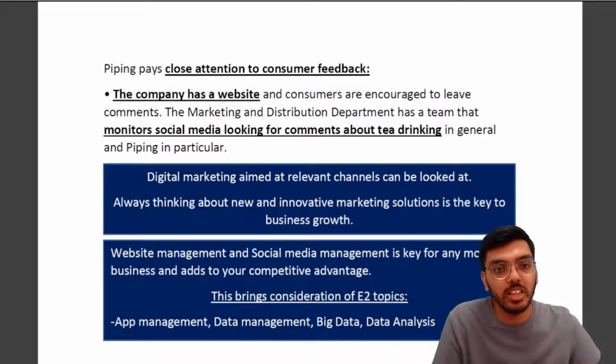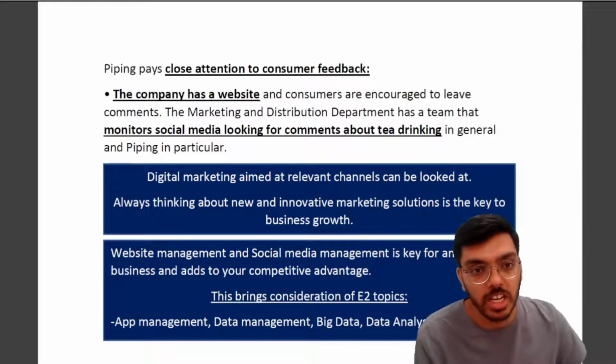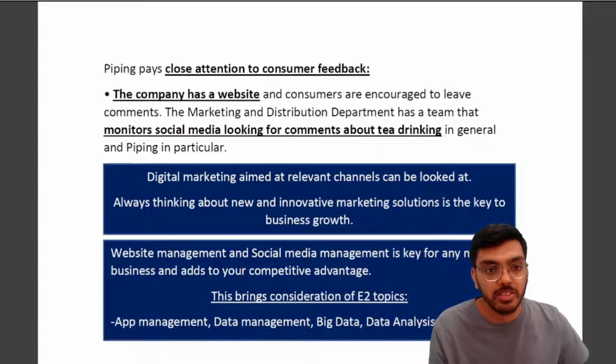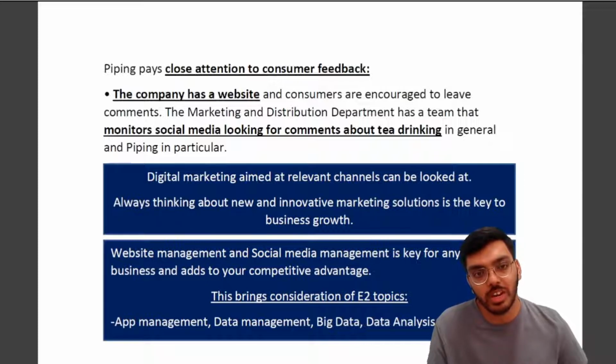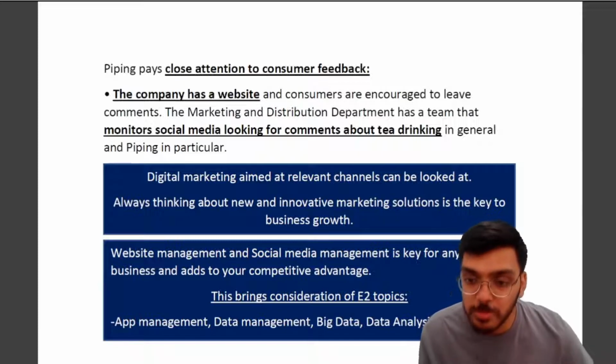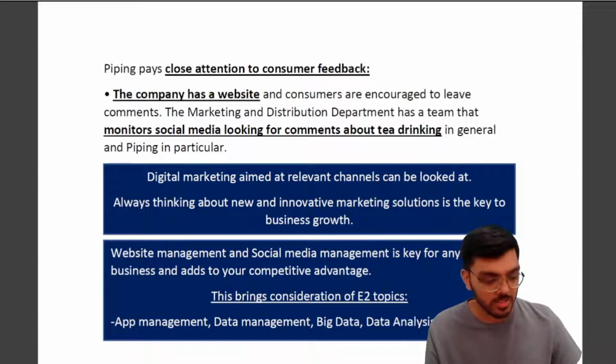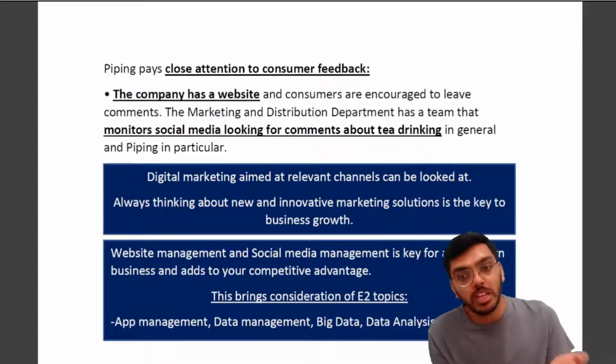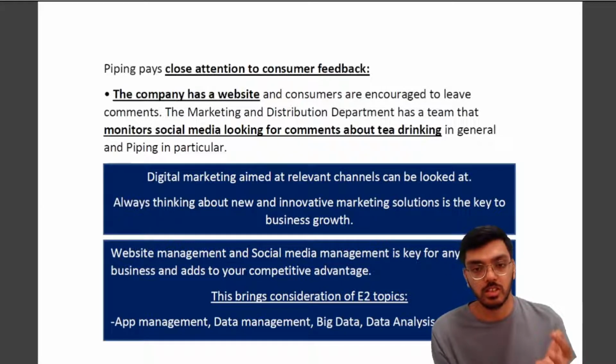So they're telling us that a company has a website and consumers are encouraged to leave comments. The marketing and distribution department has a team that monitors social media, looking for comments about tea drinking in general and piping in particular. So first and foremost, the website seems to be only online presence, no real e-commerce, no online ordering can be done. So that is a major area that has to be taken into the picture here.